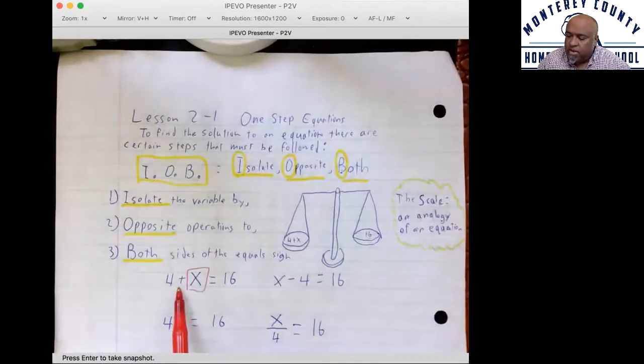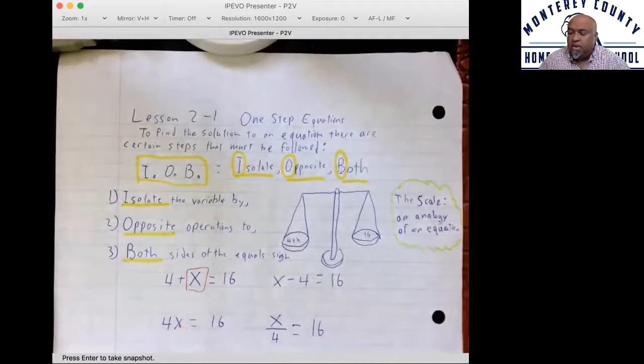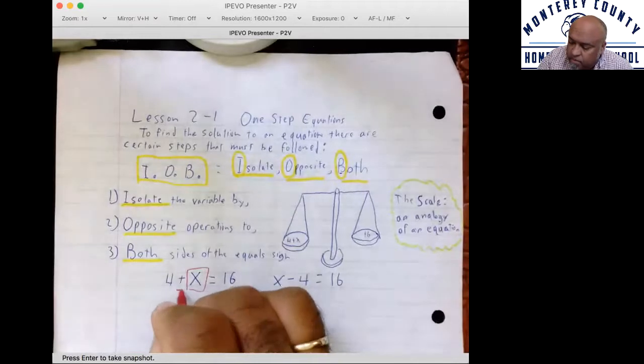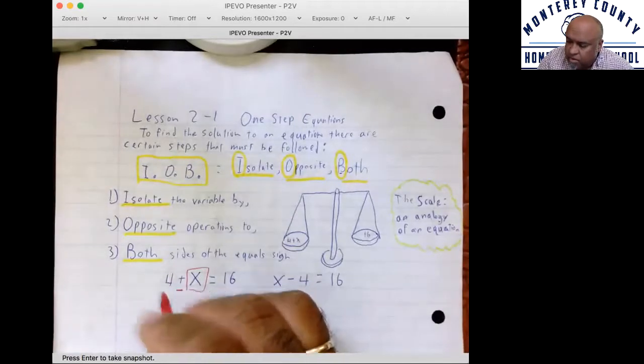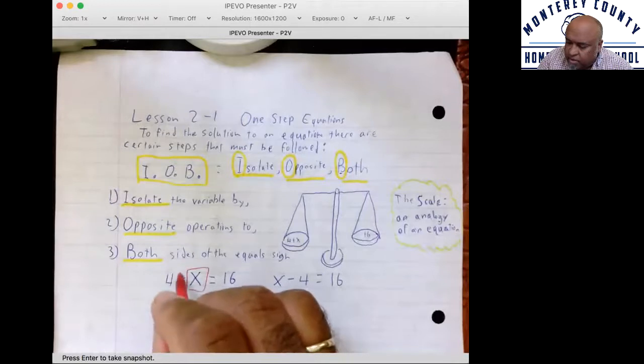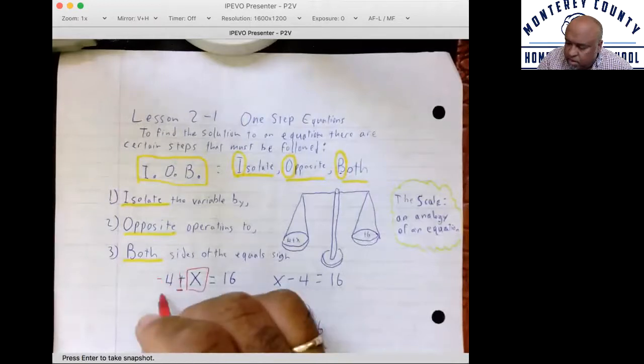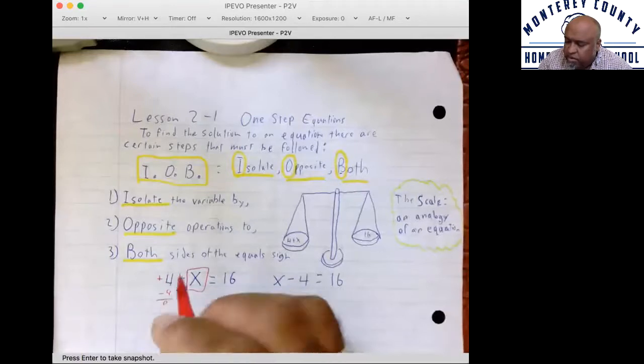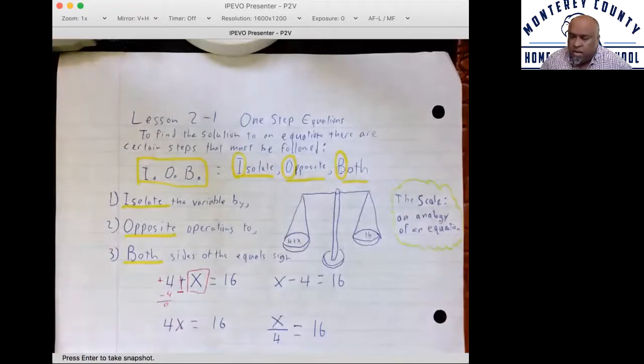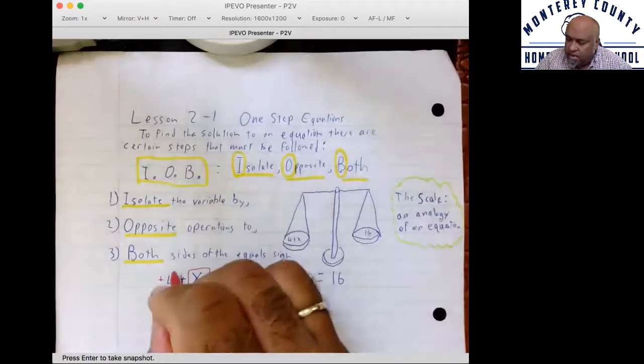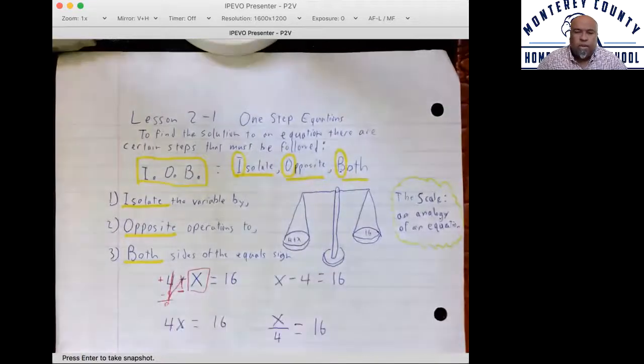So we can clearly see that x is being added to 4, which I could say the opposite is true. 4 is being added to x. Okay, so in a case like that, in order to get rid of the 4, to make it be by itself, I do the opposite operation. So what I'm going to do is instead of adding 4, I'm going to subtract 4. I'll just write that as positive 4 minus 4 equals 0. Now that I've done that, I have canceled the addition of 4, and now x is by itself.